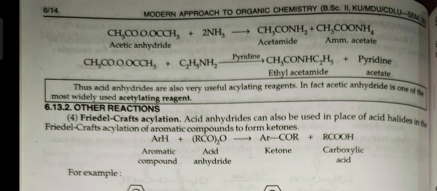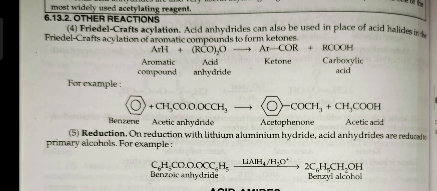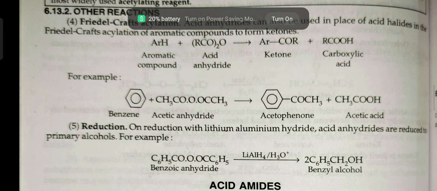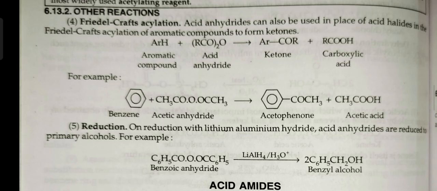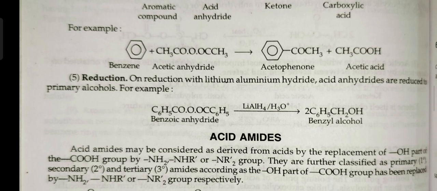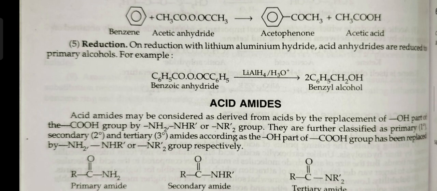Acid anhydride can also be used in place of acid halides in the Friedel-Crafts acylation of an aromatic compound to form ketones. Reduction: on reduction with lithium aluminum hydride, acid anhydride is reduced to primary alcohol. For example, benzoic anhydride in presence of lithium aluminum hydride gives benzyl alcohol. Acid amides.